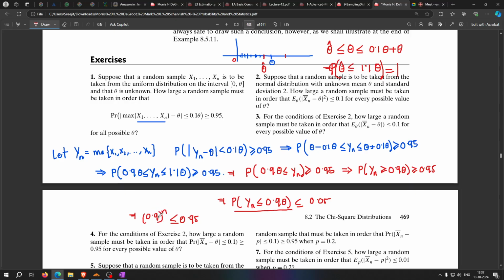So now I need to find the value of n such that this thing is 0.95. There are multiple ways of doing it. The easiest way is to just take the log. If you take the log, you will get n log 0.95 is less than or equal to log of 0.95, which implies n should be less than or equal to log of 0.95 by, sorry, this was just 0.9, log of 0.9.